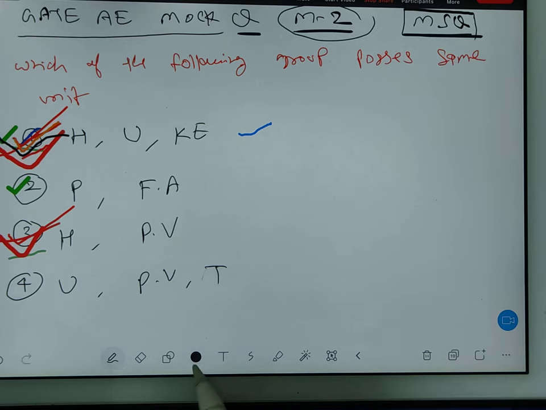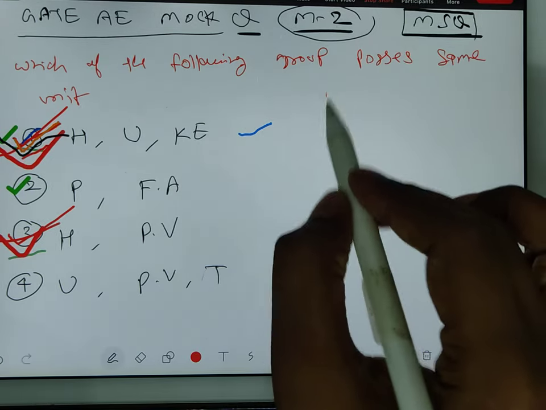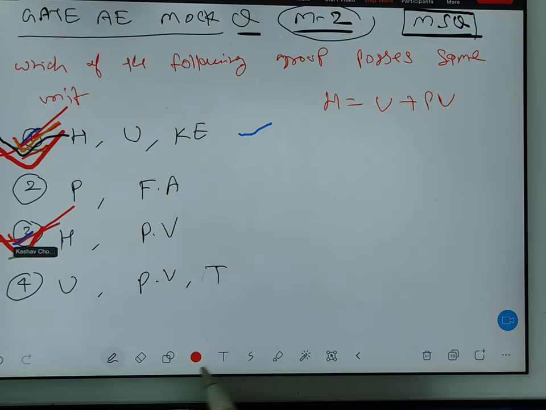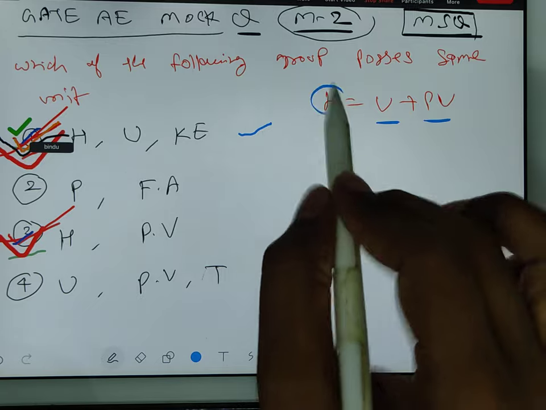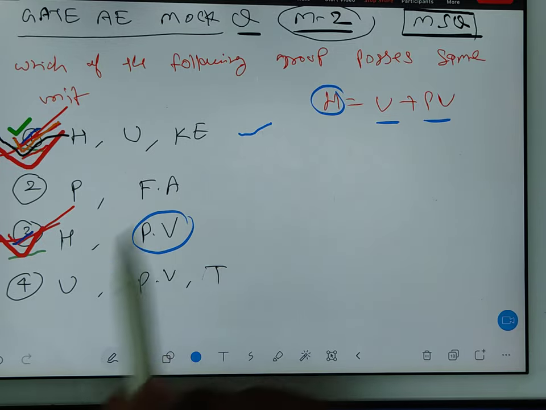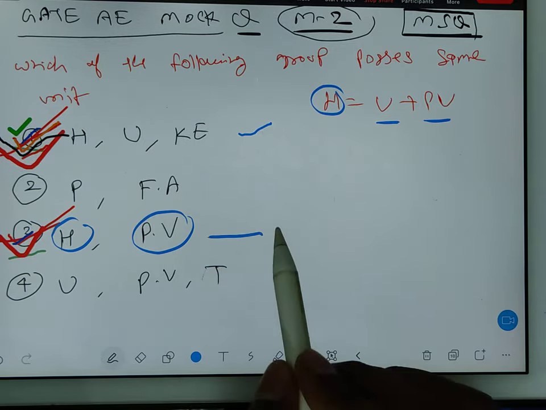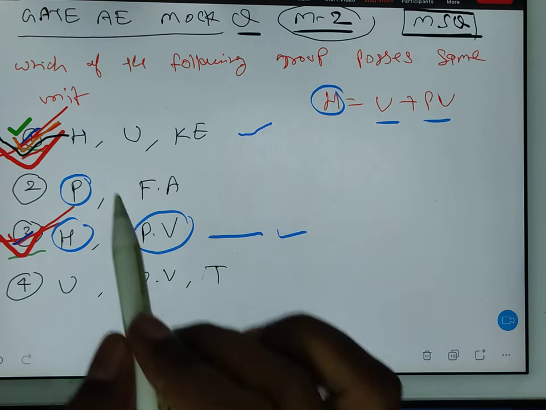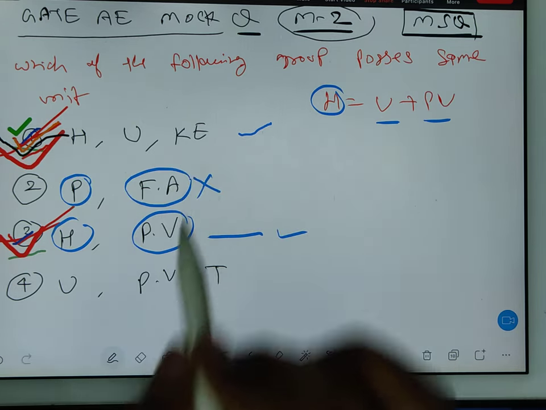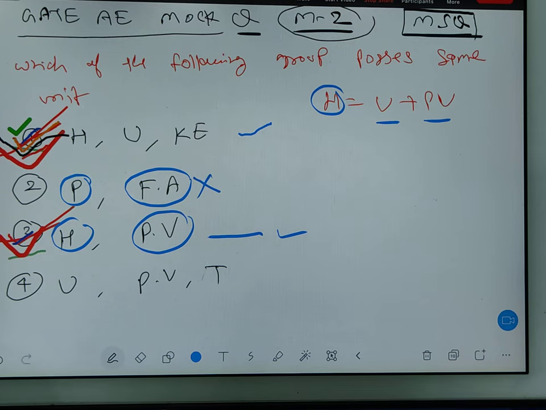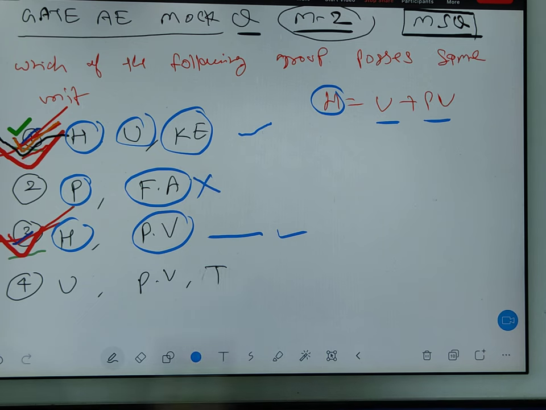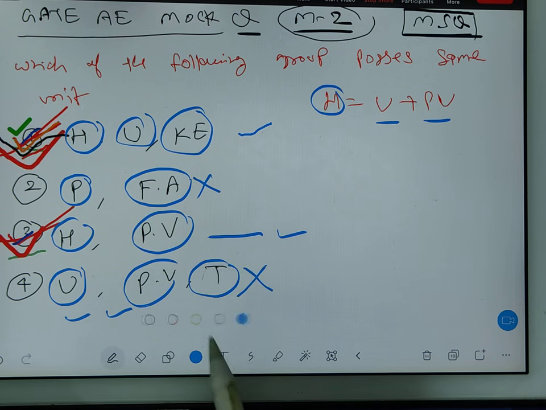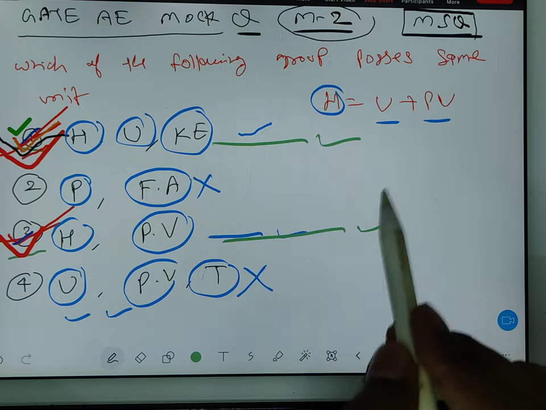Okay, now my explanation, you understand. See guys, enthalpy is equal to U plus PV, right? So they both must have the same unit, then only they will give you the unit of enthalpy. So PV and H should have the same unit. So this is one correct option. Pressure has the unit Pascal, but force into area is not pressure. Force by area is pressure. Here, they all are energy. Again, they have the same unit. Again, this U and this PV have the same unit, but because of temperature, it is not the same. So this answer is correct and this answer is correct. A and C are correct.